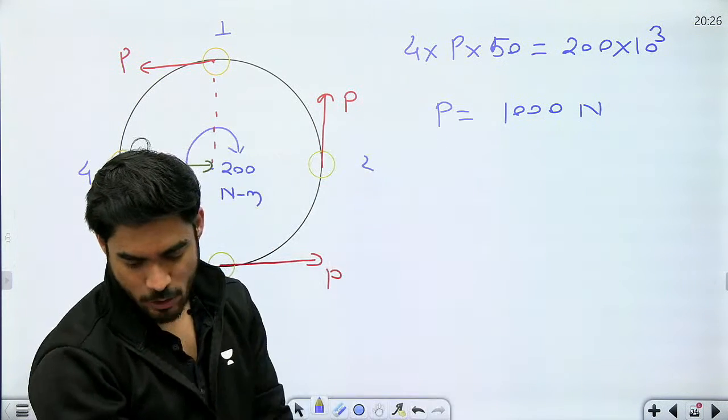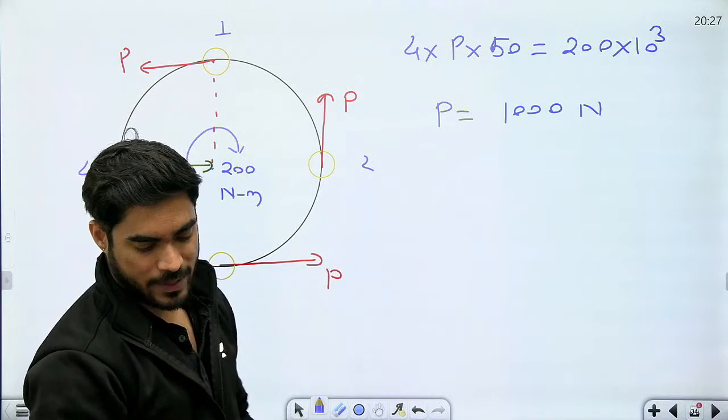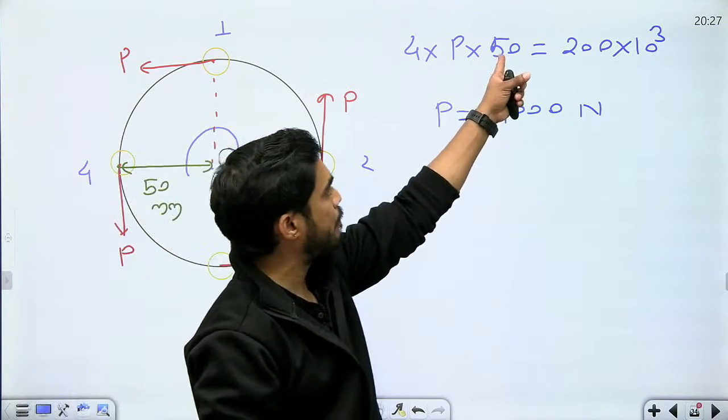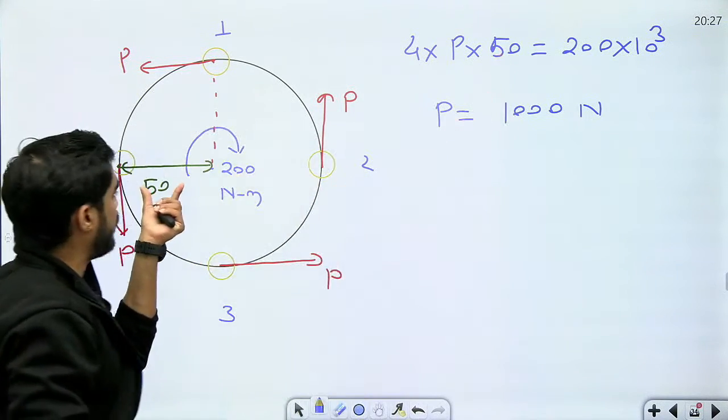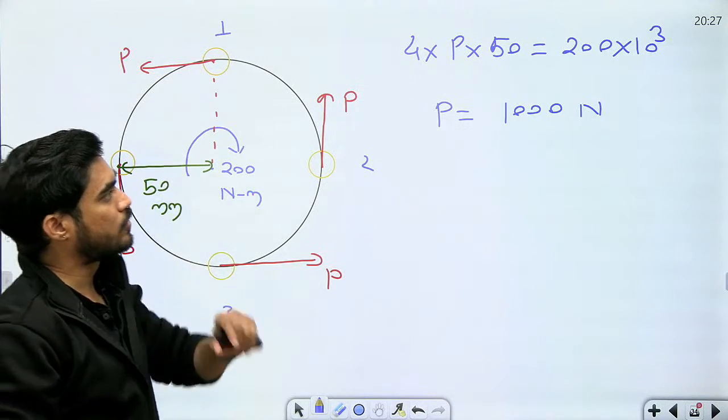1000 Newton, right? 1000 Newton. Very good, Kalpesh. 1000 Newton, because this distance is in mm. So I will convert the torque into Newton mm.